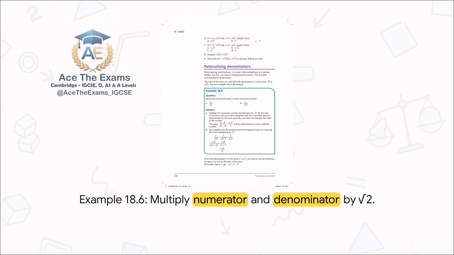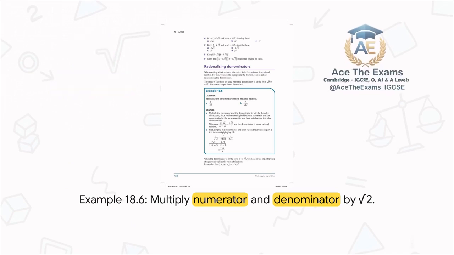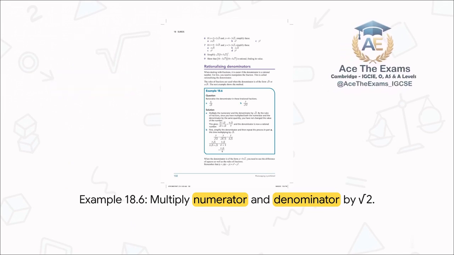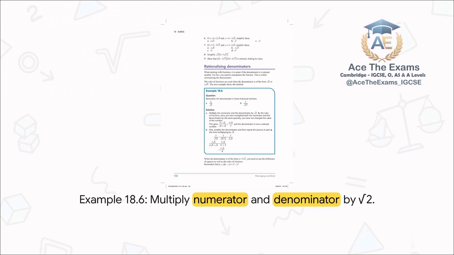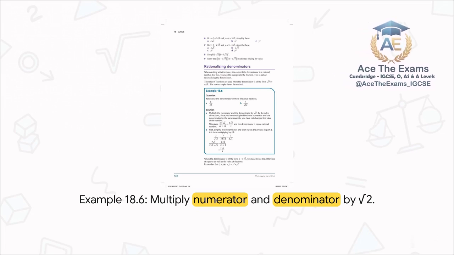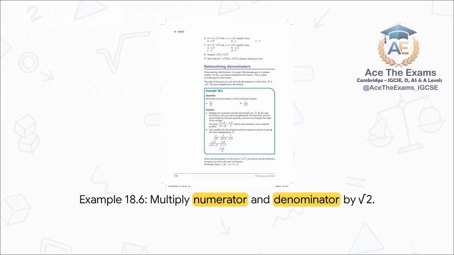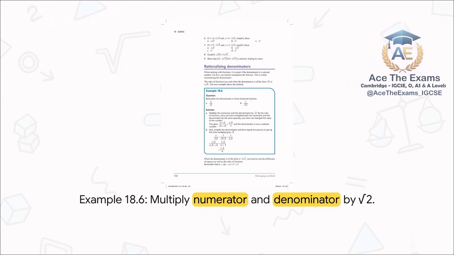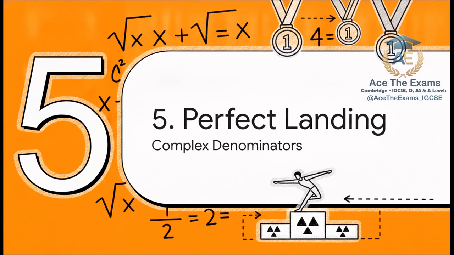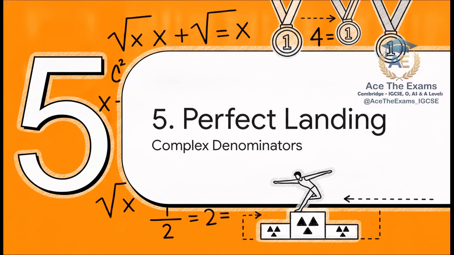On top, 5 times root 2 gives us 5 root 2. On the bottom, root 2 times root 2 gives us the whole number 2. Our final fraction is 5 root 2 over 2. Just like that, we've elegantly cleared the irrational denominator and our fraction is perfectly balanced. Finally, the hardest part of the routine. Section 5. Perfect landing. Complex denominators.